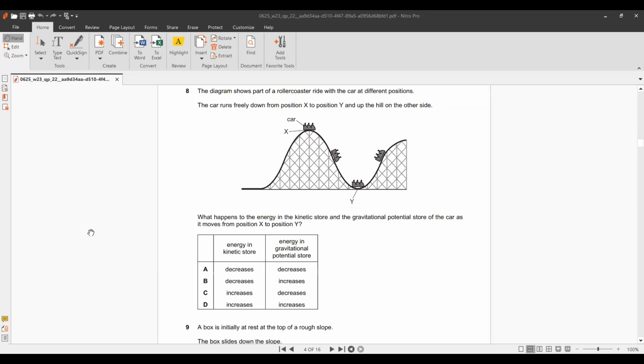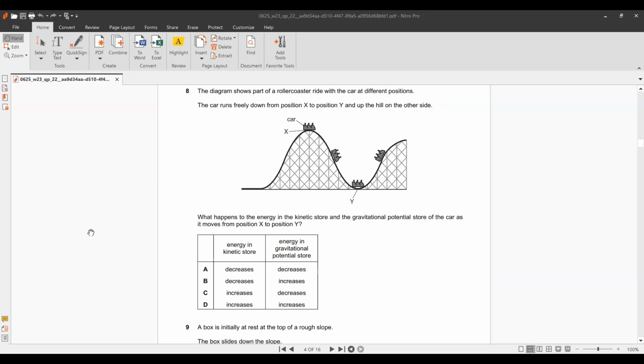What energy will it be at X? Kinetic energy. At X, will it be kinetic or potential? Potential, because it is at a height from the Earth's surface. Gravitational potential energy would be converted into kinetic energy in moving from X to Y. So the kinetic energy would increase and gravitational potential energy would decrease, because the height decreases.